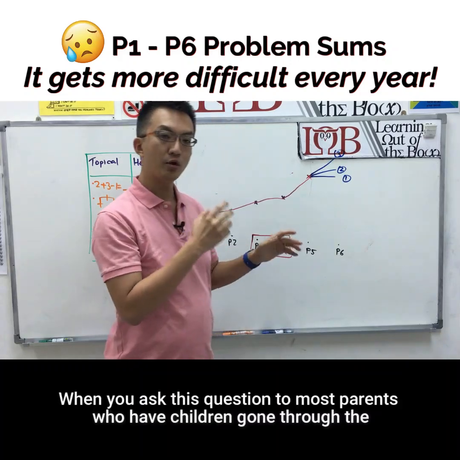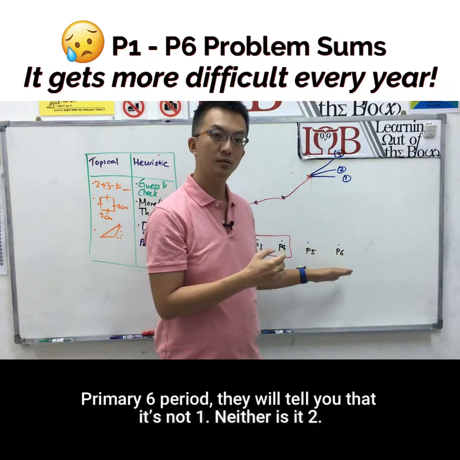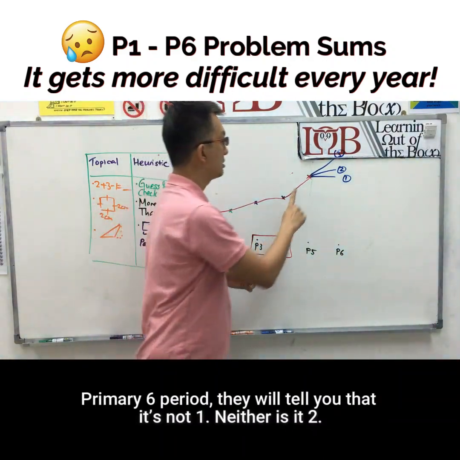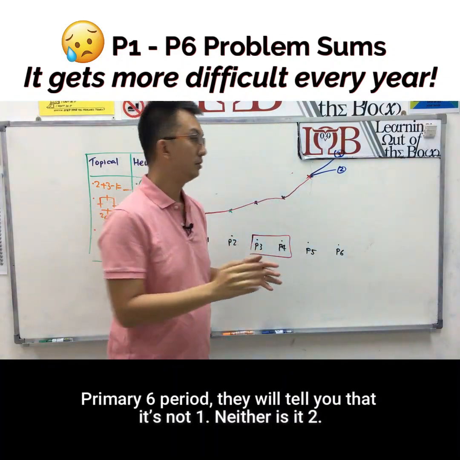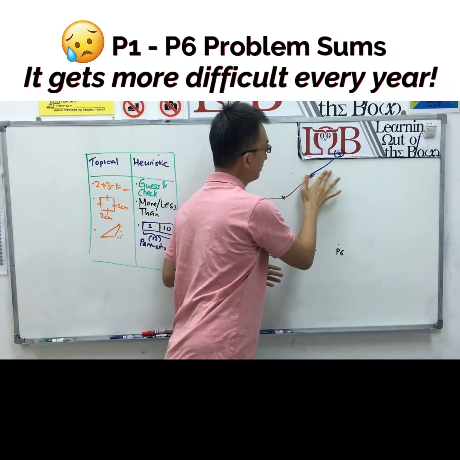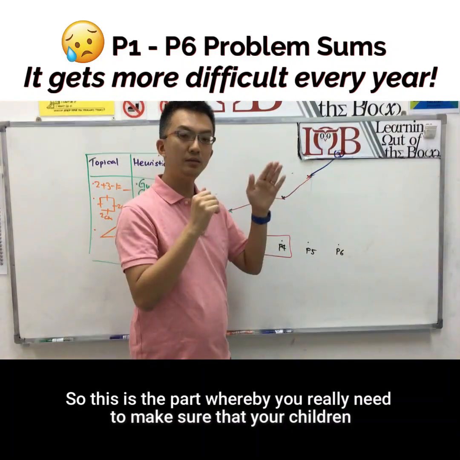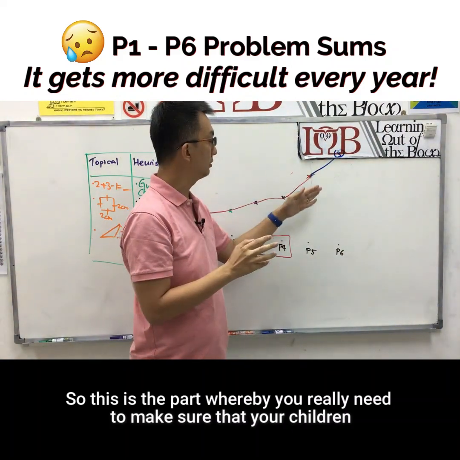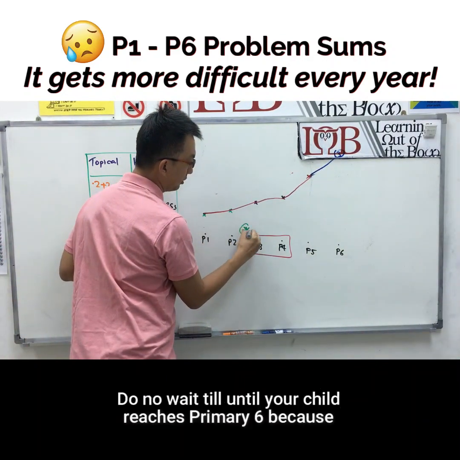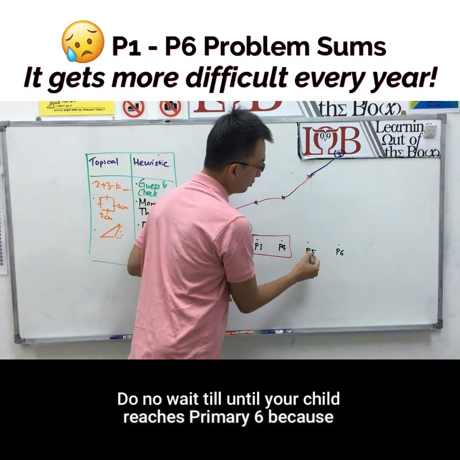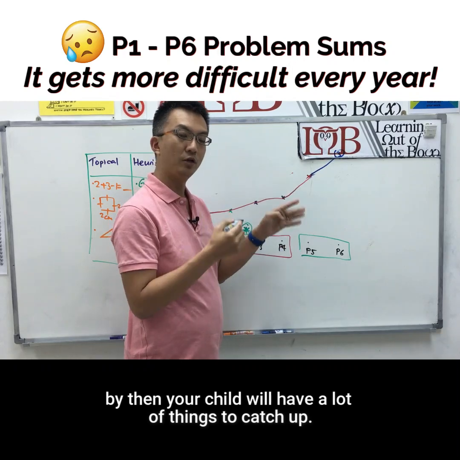When you ask this question to most parents whose children have gone through the P6 period, they will tell you that it's not 1, neither is it 2. It's actually 3. So this is the part whereby you really need to make sure that your children start to prepare here already. Do not wait until your child reaches P6, because by then your child will have a lot of things to catch up.